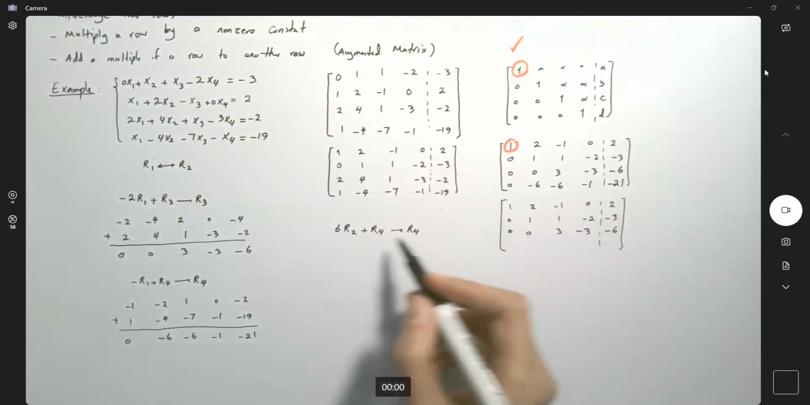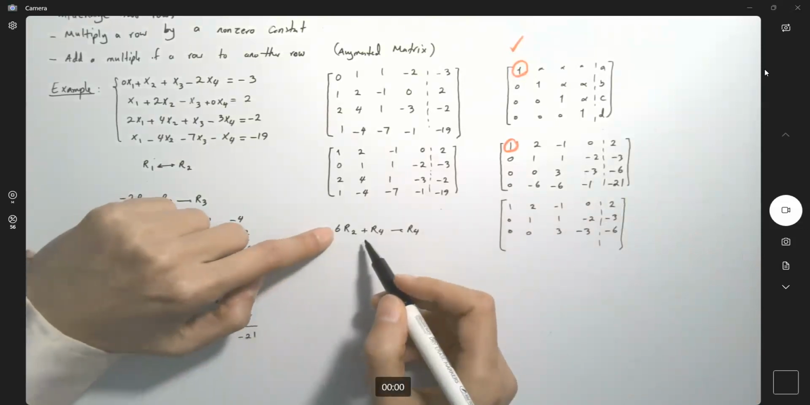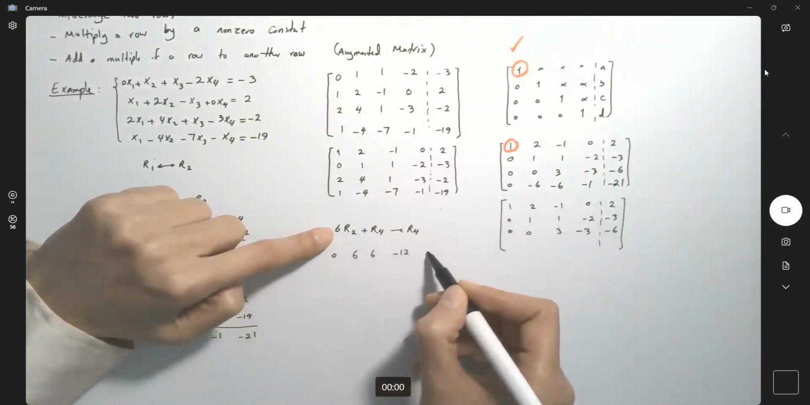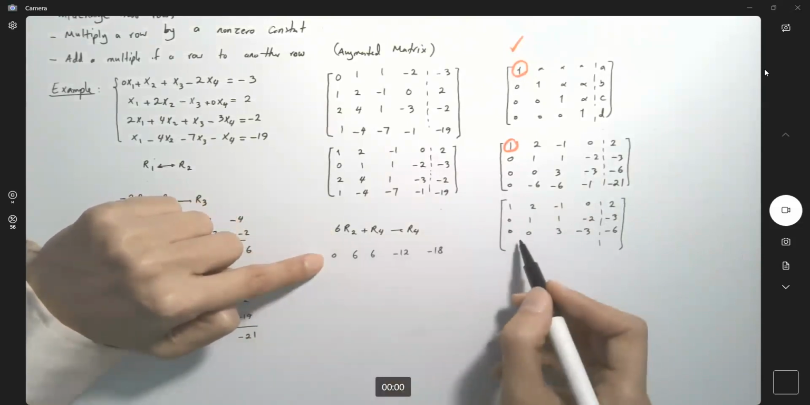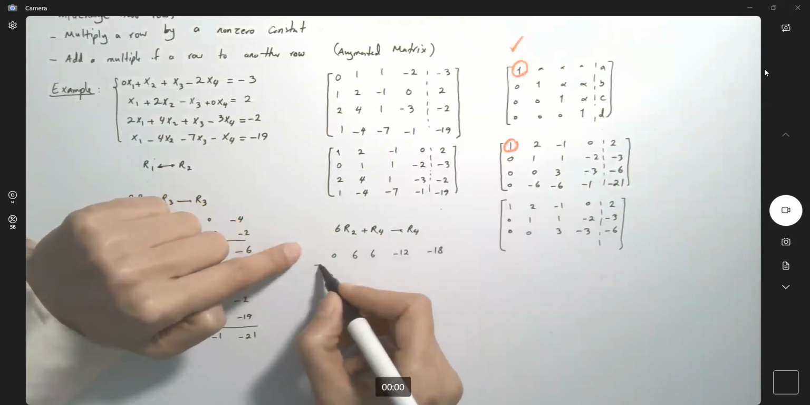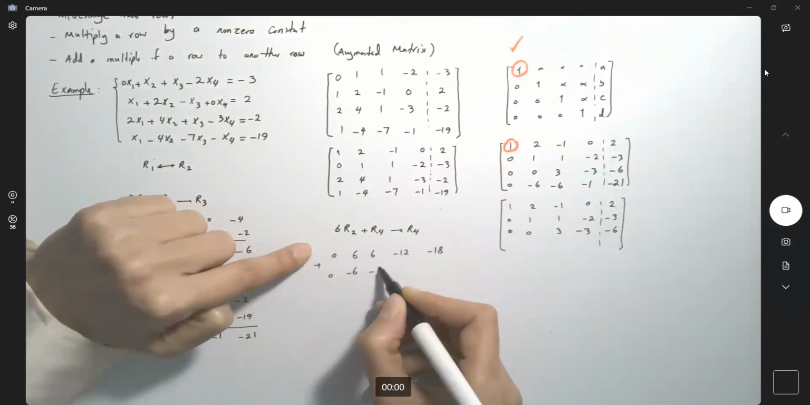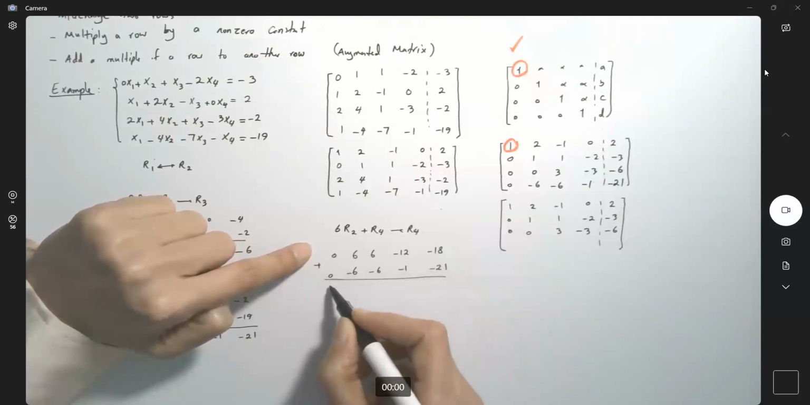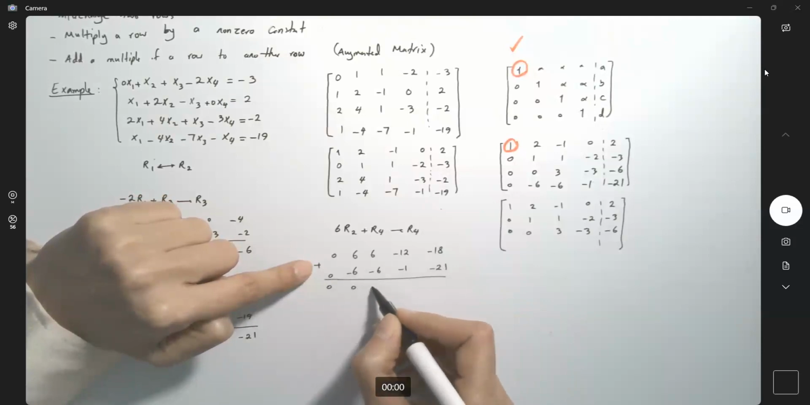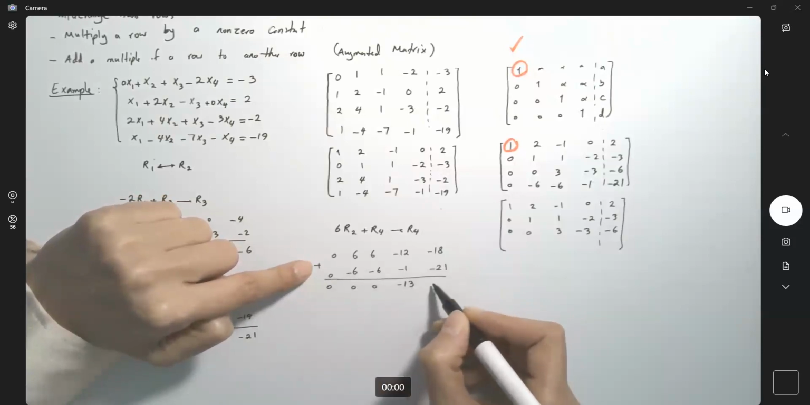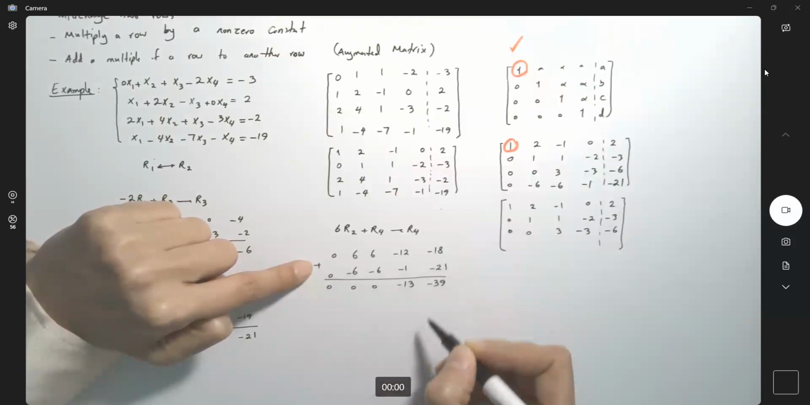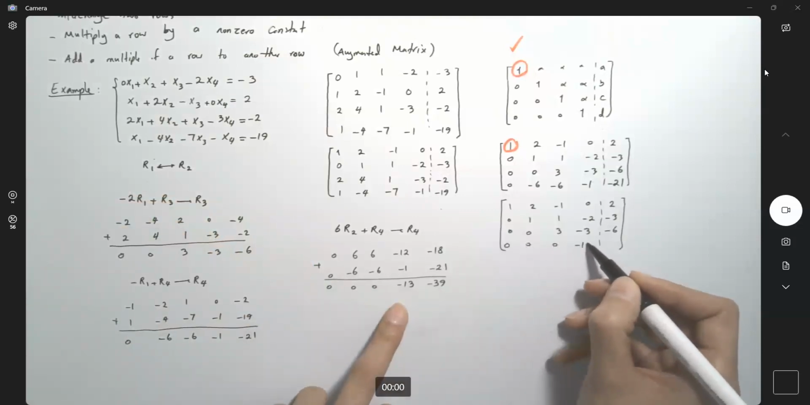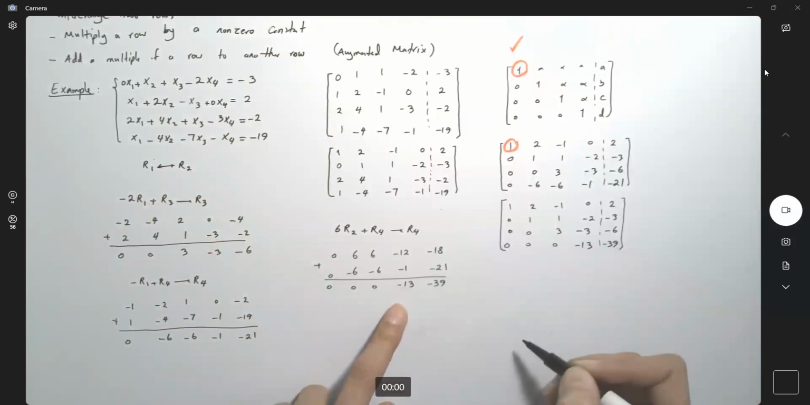And then if I multiply the second row by 6, I get 0, 6, 6, -12, and -18, and add it to the last row, which is 0, 6, -6, -6, -1, and -21. Okay, this new row is 0, 0, 0, -13, and -39.